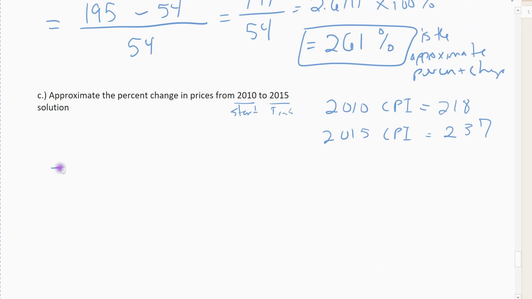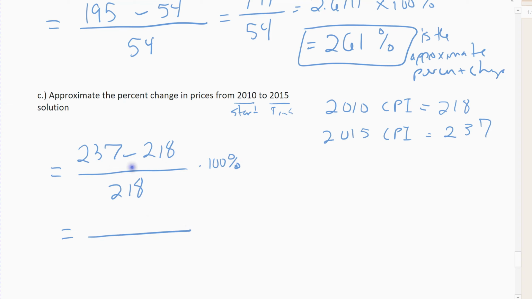Alright, so first of all, I find my change. Up top is how much did it change. So I take my 237, subtract away my 218, and divide by the starting point, 218. I find my change, divided by my starting point, and multiply by 100 to get my percent. I'm going to do this first.